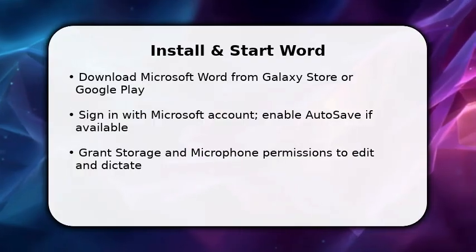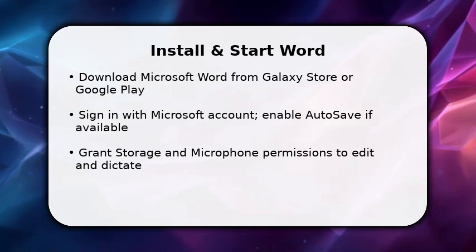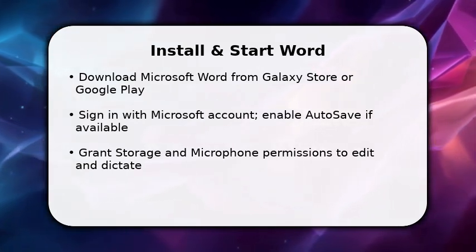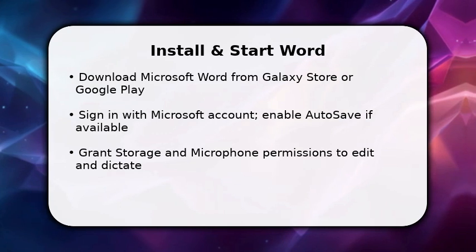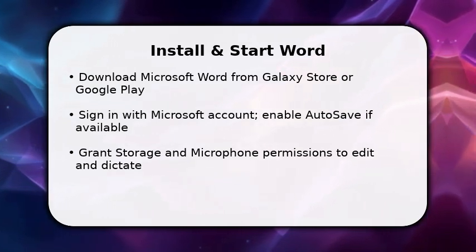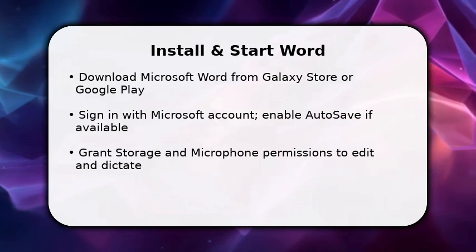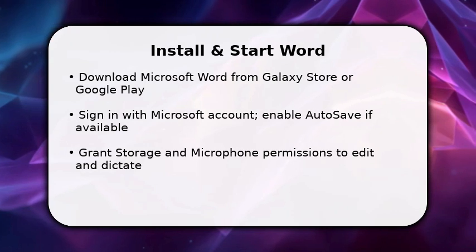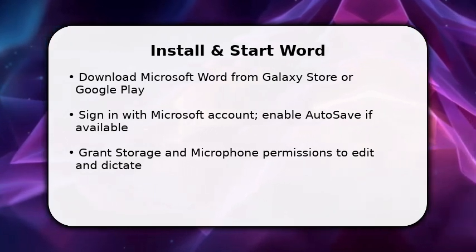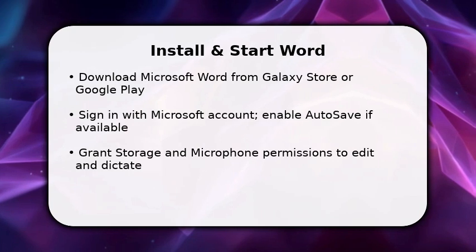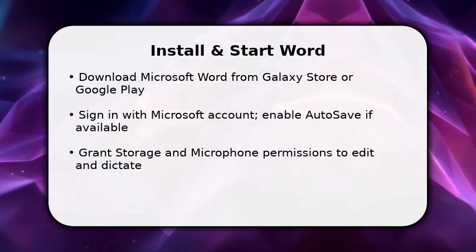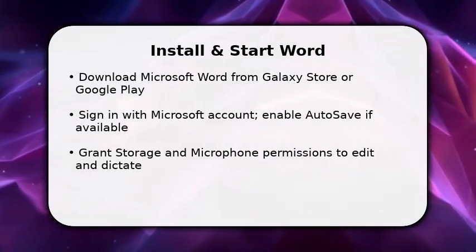You'll install Word and sign in now so your documents sync across devices. Open the Galaxy Store or Google Play, search Microsoft Word, and tap Install. Once installed, open Word and sign in with your Microsoft account. This enables auto-save and cloud access. Make sure to allow storage and microphone permissions when prompted so you can save files locally and use dictation.